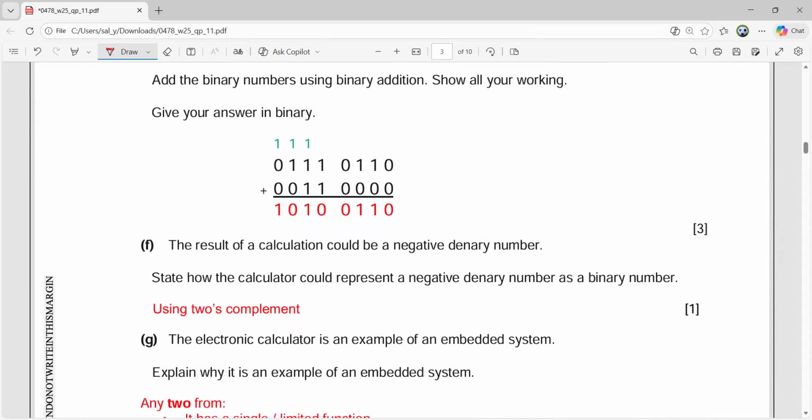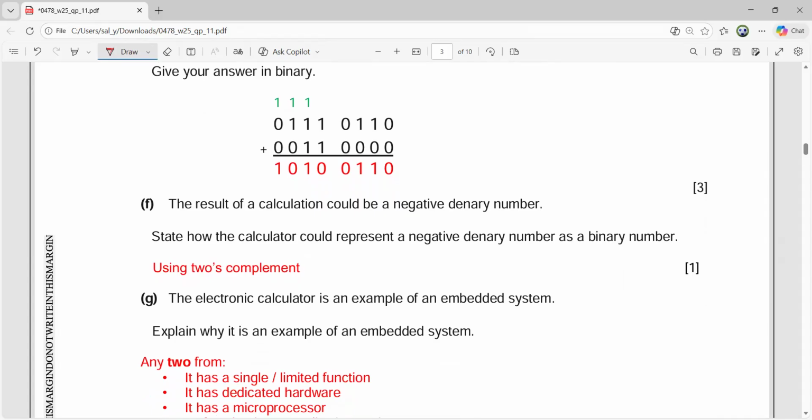By the way, just recall it. Yes, Ani, you have raised the right question: if we are adding two binary values and the answer is coming in the 9th bit, then what is it called? Yes, it's called overflow error. So this is what we already know, and you need to recall this for your paper also.